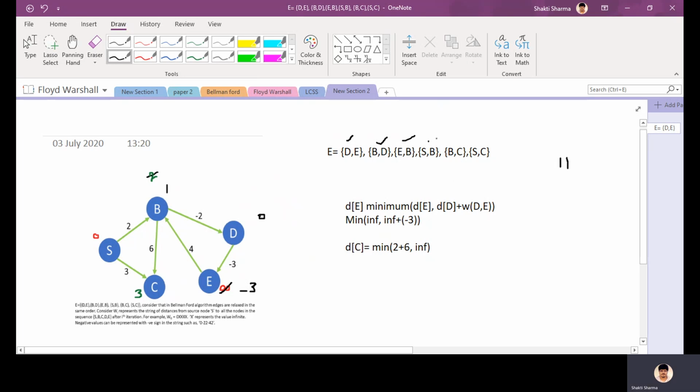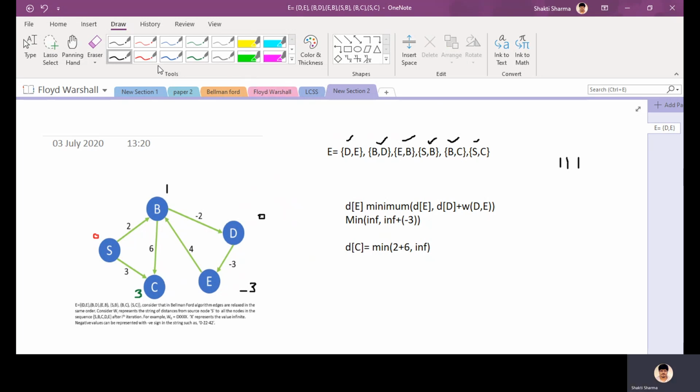Relaxation of BC will again not change because 1 plus 6 is 7, the value is 3. Relaxation of SC will give me a value 3. Okay, so there were two changes in this particular iteration. So I can rub this and this. Okay, and we are done with iteration number 3.